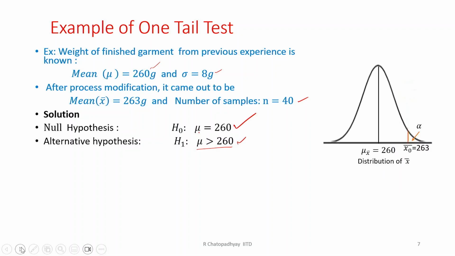We see the diagram on the right hand side. So earlier the process mean is here, 260 gram is the weight. The sample mean we have found out to be x bar 0, which is 263 gram now, which is somewhere here.